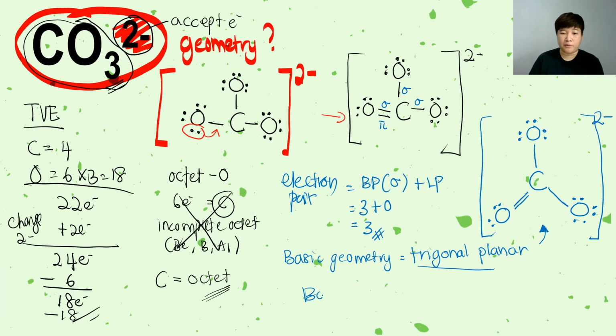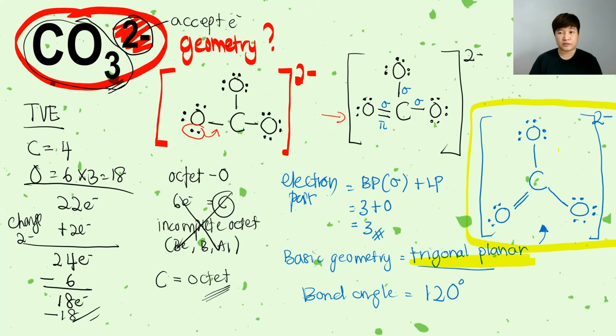So that is how your trigonal planar looks. And what would be the bond angle? The bond angle over here is 120 degrees. A kind reminder: after you determine the basic geometry, make sure you redraw your Lewis structure in the correct geometry. You need to show what you mean by trigonal planar. So that is how your trigonal planar looks, with your central atom bonded in a triangle to the oxygens.